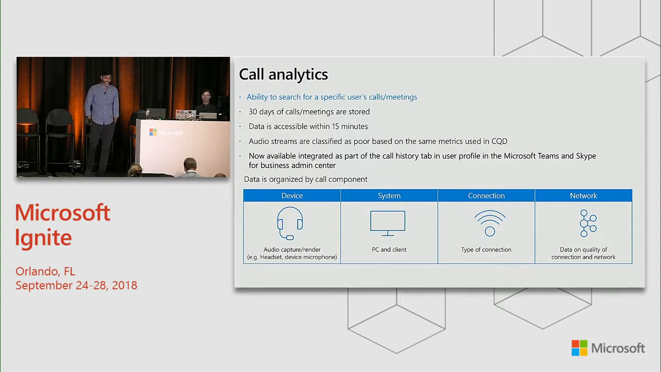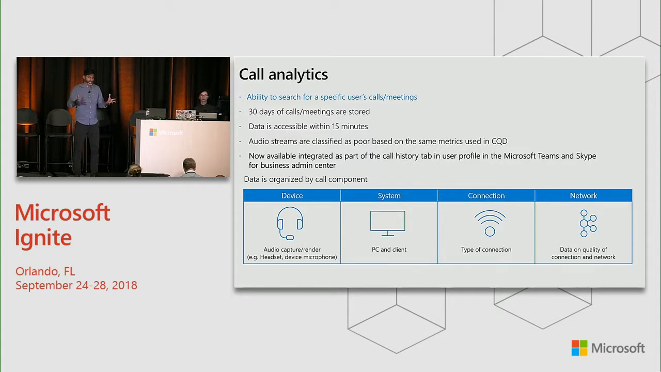So the last 30 days of calls and meetings for every user are stored, and it's near real time. It's not like a 24-hour latency or 48-hour latency. You get the data almost within 15 minutes, right? While we say 15 minutes, I've seen on my call analytics, when I want to go back and check if something went wrong, sometimes I see it in about 5 to 7 minutes.